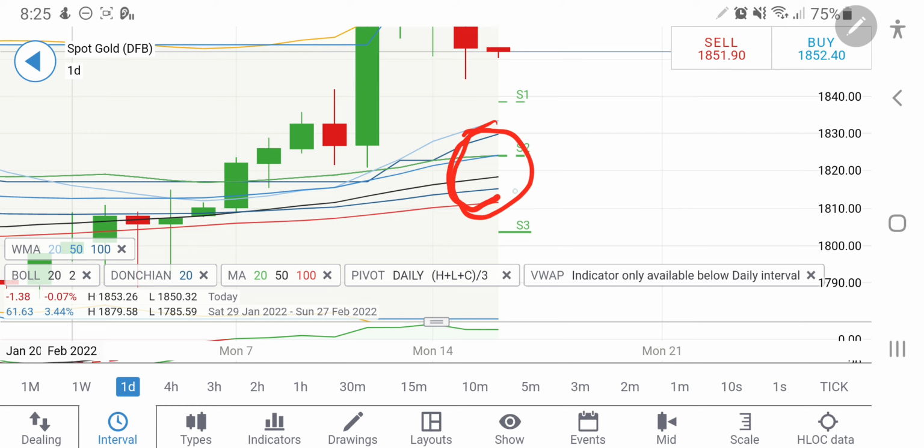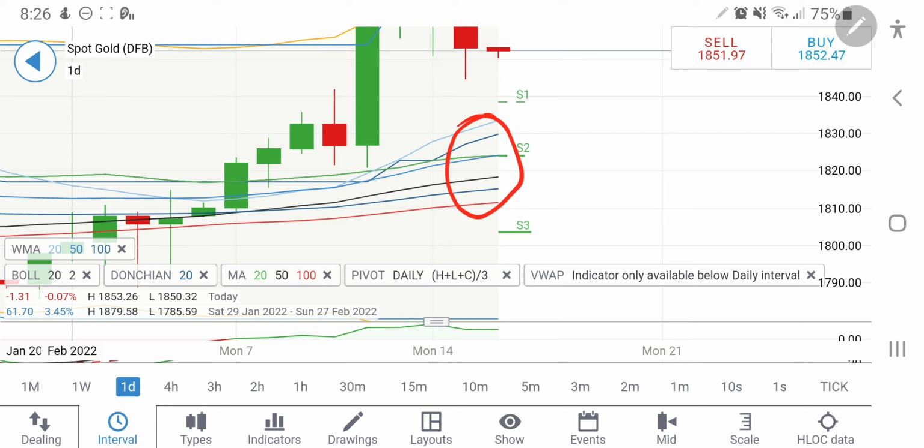This is a very strong resistance zone for gold. If it breaks past this zone, then only will I consider gold as bearish for the rest of the trading sessions in this month or next month. But you can see 1830, 1825 levels, the 20 period moving average will provide a support, and 1810, the 100 period moving average, may provide a support.